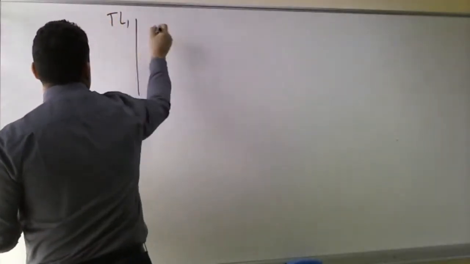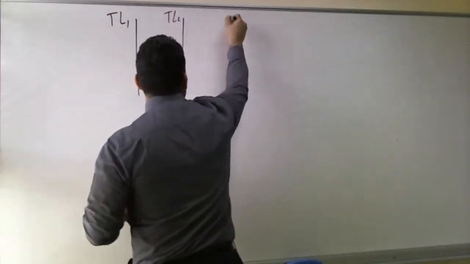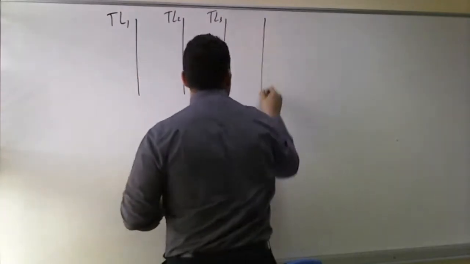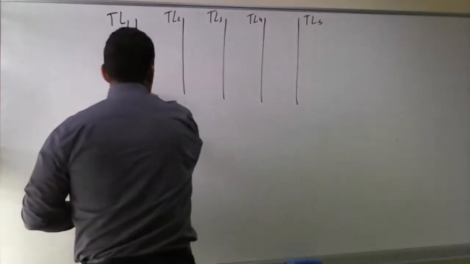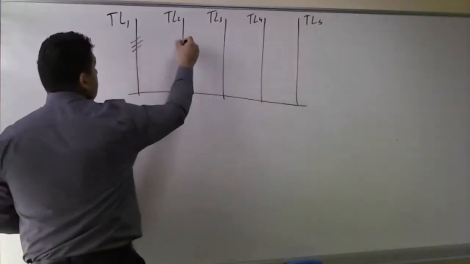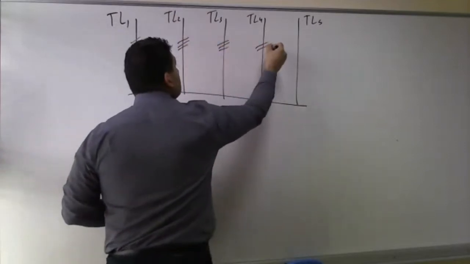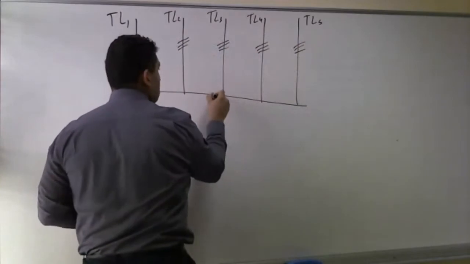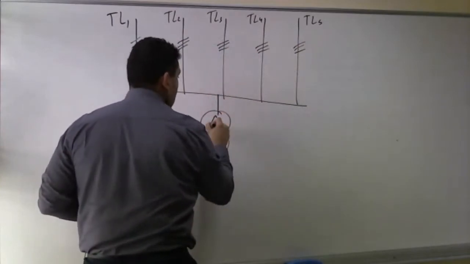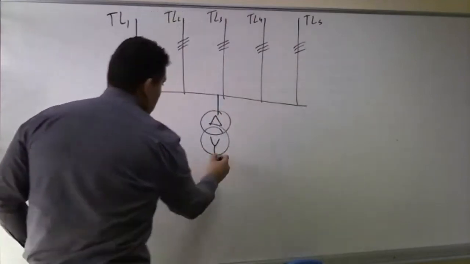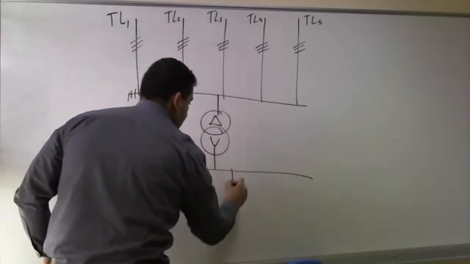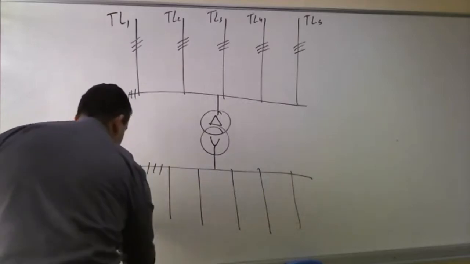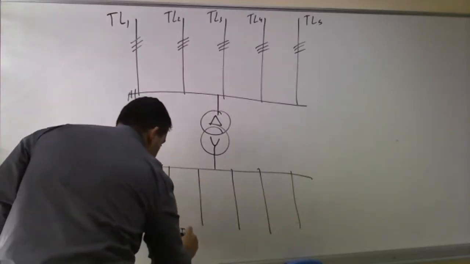I could have transmission line 1. This is transmission line 1. Transmission line 2. I could have transmission line 3. I could have transmission line 4. I could have transmission line 5. All are three-phase systems. This is a single three-phase system. This going to a transformer. And from the transformer, I have another bar, and I could have distributions. These are my distribution line.